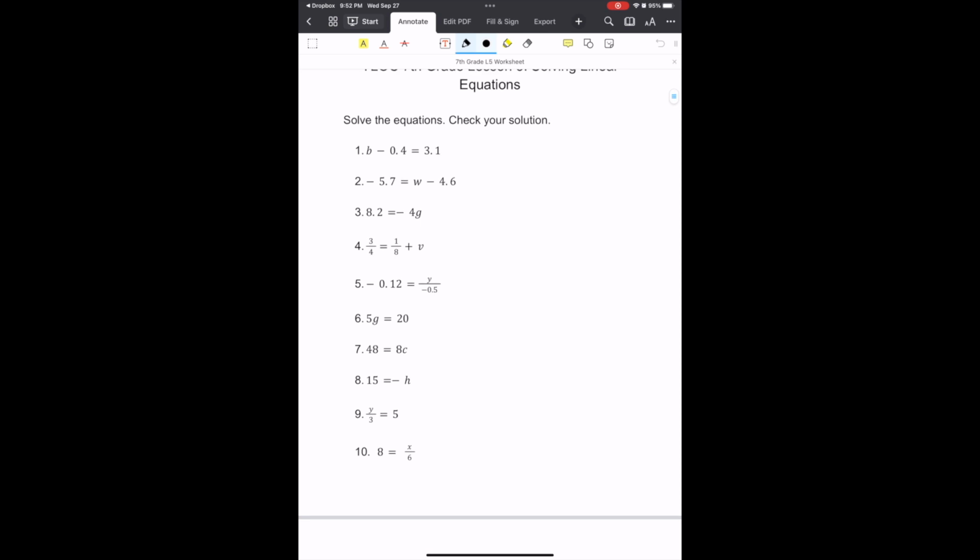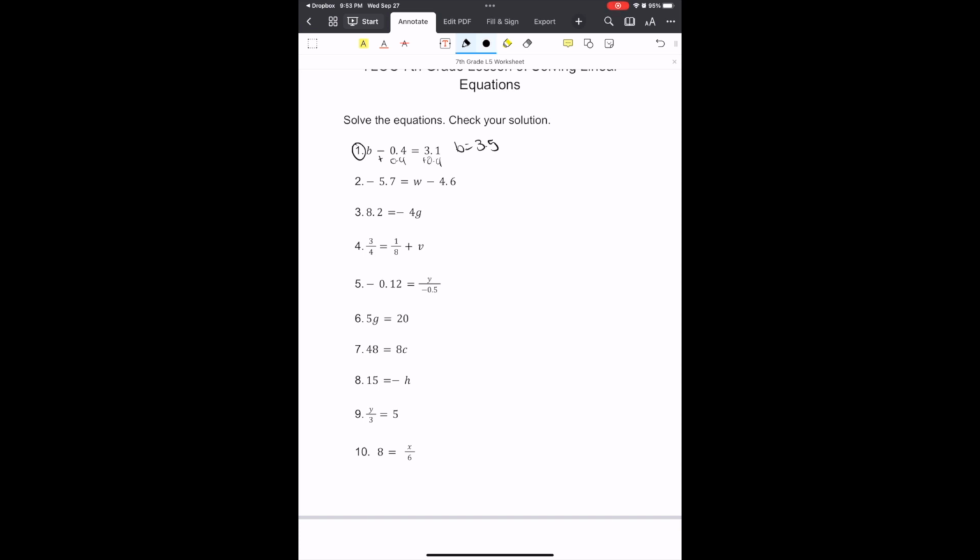So let's look at this. Solve the equations, check your solution. Alright, let's go. Let's do number 1, guys. Alright, 1, b minus 0.4 is equal to 3.1. So what you want to do is isolate the variable. So you want to add 0.4 to both sides. So you get b is equal to 3.5. And that's your answer. Very simple.